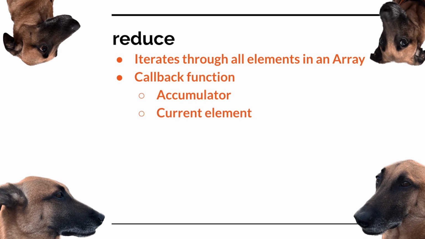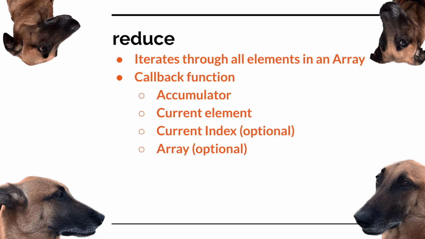Then we have the current element. Optionally, you can pass in the index at the current iteration, as well as the array that reduce is being called on. You can then pass in a second argument, and that is what you want the initial value of the accumulator to be. If this is not defined, then the first value, the value at index 0, will be the accumulator start value, and we will start the callback at the next element in the array.